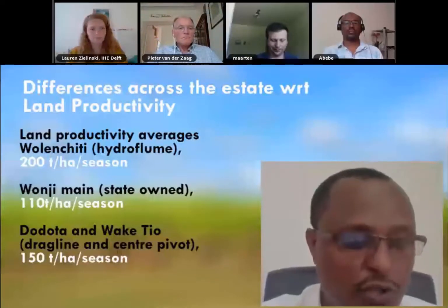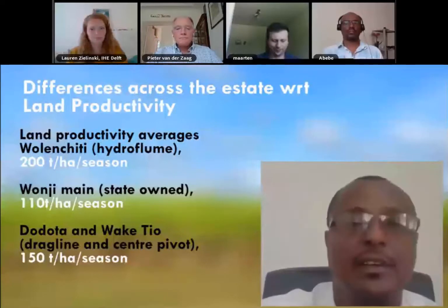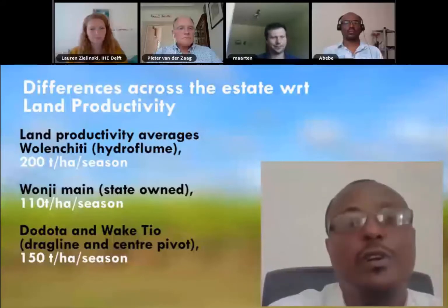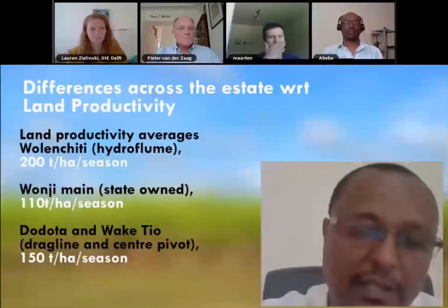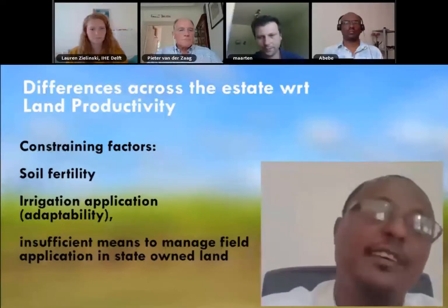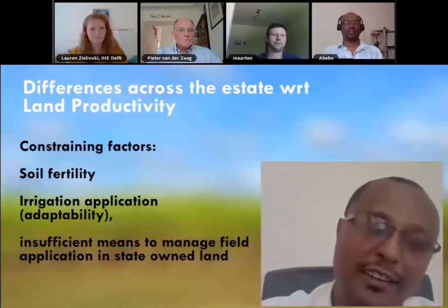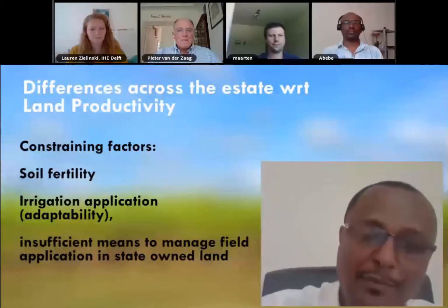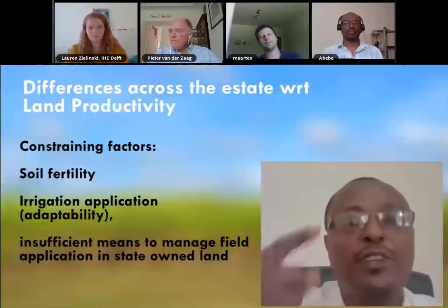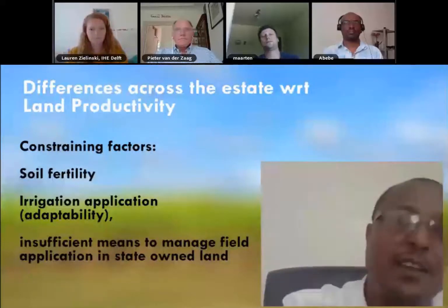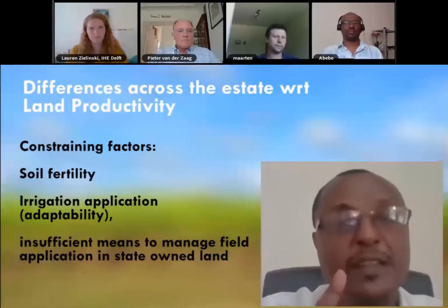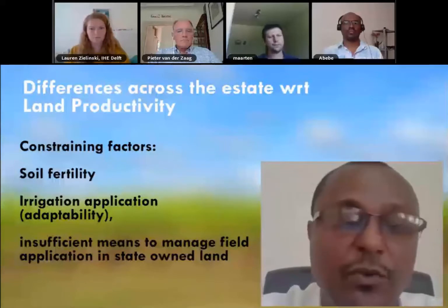The state-owned farm's fertility is very low. It needs more application of fertilizer. The WaterPIP soil type is very fertile. But as previously mentioned, the same type and amount of fertilizer is applied in the state-owned farm and also in WaterPIP. This is the main difference for land productivity.